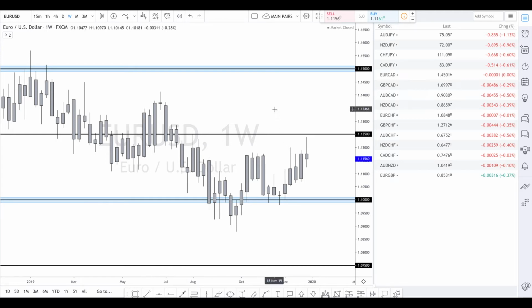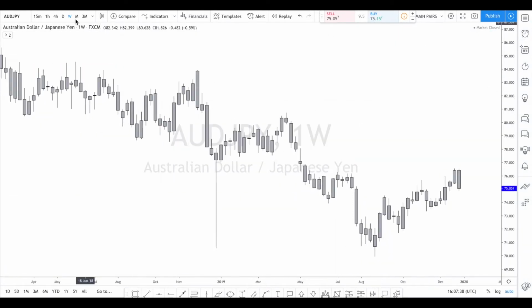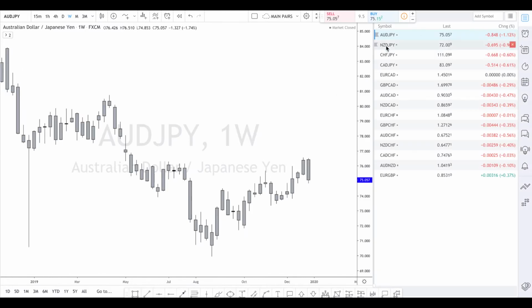So I'm just going to cover the cross pairs that I keep my eye on and why. So we've got Aussie yen, New Zealand yen, Swiss franc yen, CAD yen, Euro CAD, Pound CAD, Aussie CAD, New Zealand CAD, Euro Swiss, Pound Swiss, Aussie and New Zealand Swiss, CAD Swiss, Aussie New Zealand, and Euro Pound.